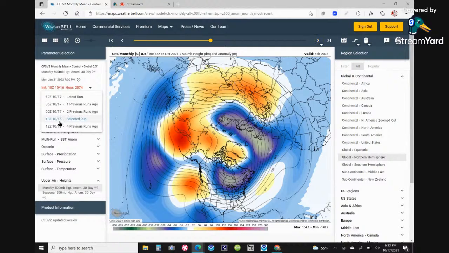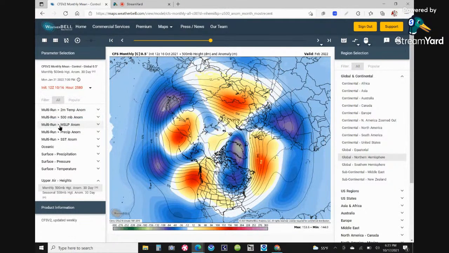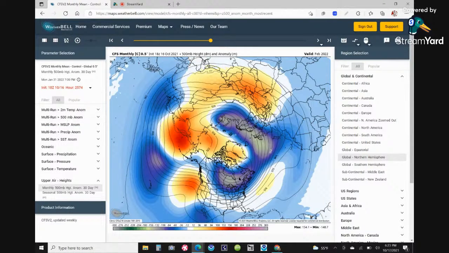We'll go back to the previous run. Pretty much the same. Ridge backs off, trough gets a little broader. Still got some blocking. Man, if this connects up, I mean, this is what you want to see, this connect up, and that trough would crash. Okay, that's February.